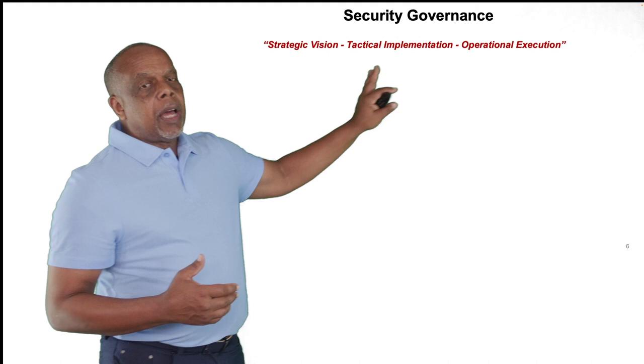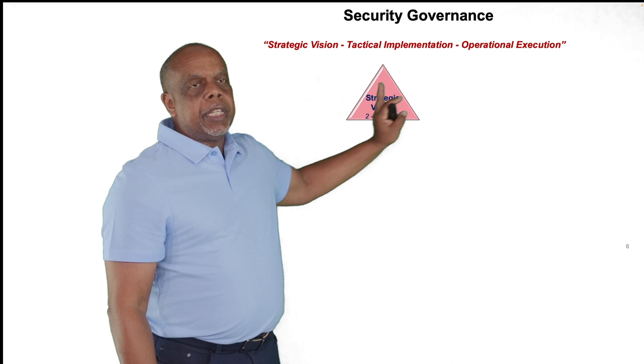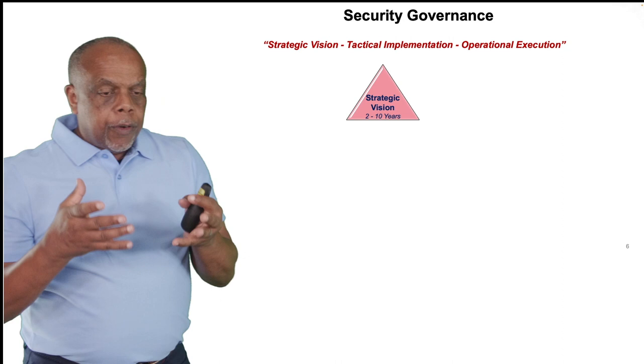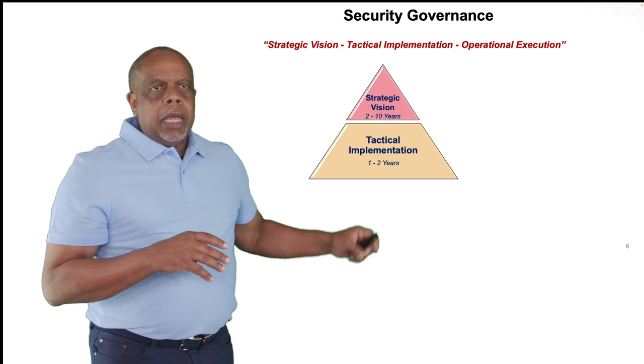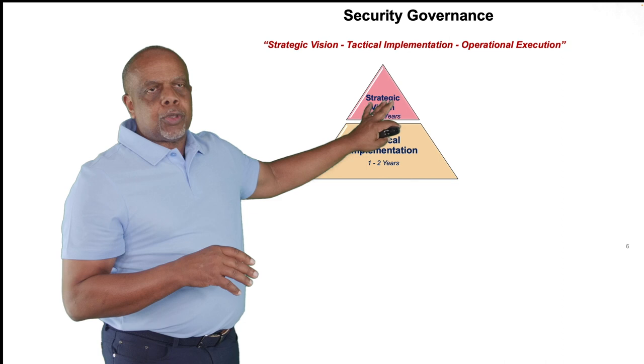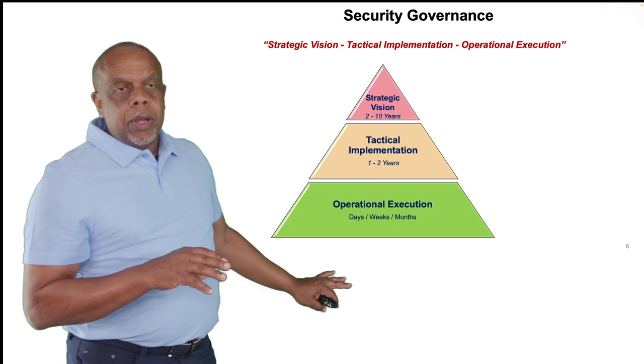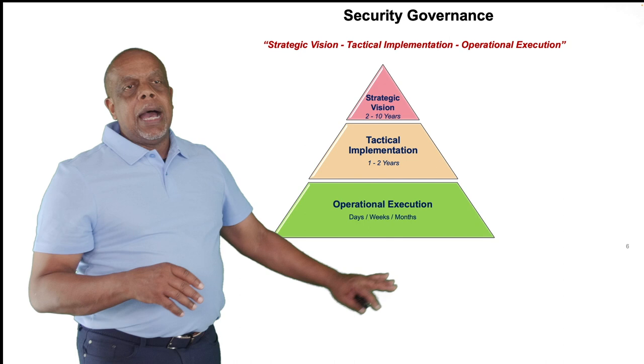When we think about strategic vision, this is that 2 to 10 year vision, looking out at where we think the organization is going, where the business is going, where the threat vectors are coming from in the next 2 to 10 years. What's the attack surface? What are the vulnerabilities in our infrastructure? Tactical implementation is within that 1 to 2 year period: now that I understand from a strategic perspective what's going to be happening, how do I start implementing tactics, techniques, and procedures into our organization? And then at the operational level, we're talking days, weeks, months. Now I've got policies and processes rolled in. How do I execute that on a day-to-day basis?